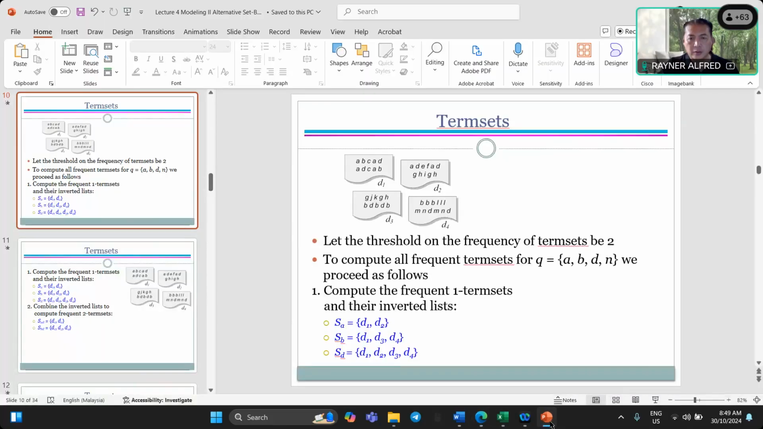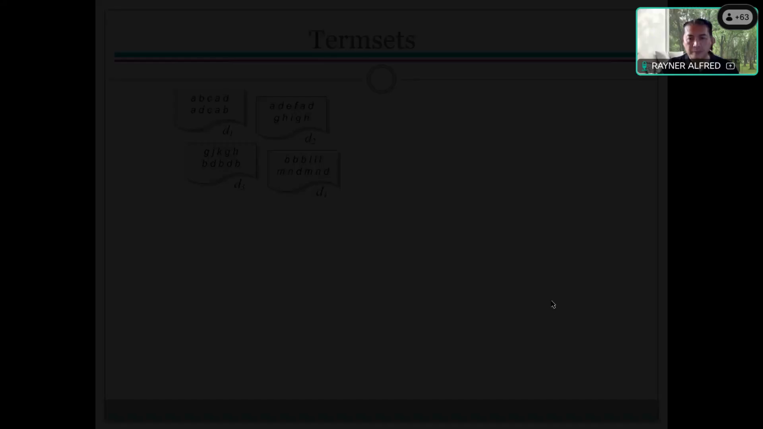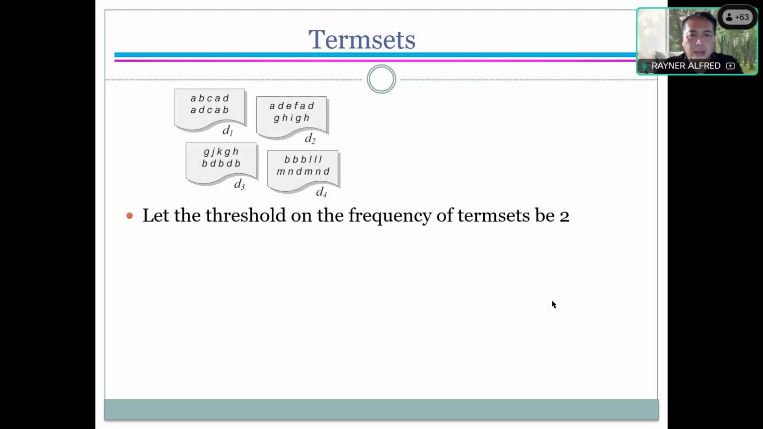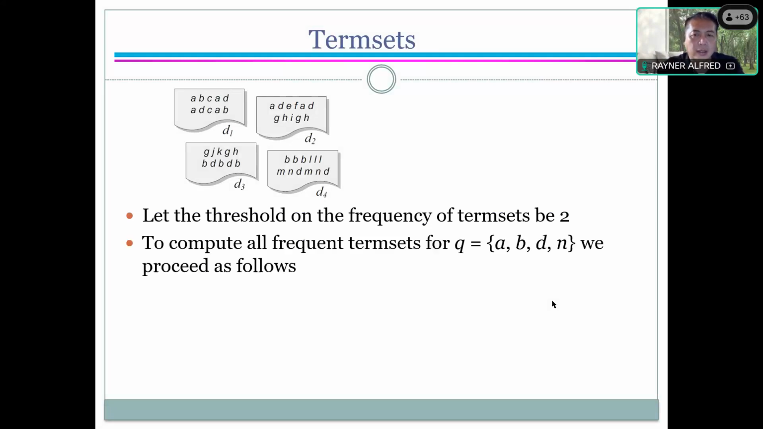Okay, so let's go back to here. Can you see the slide? Term sets. Okay, so this is our document. Let's suppose we set the threshold of frequency to be 2, in which if that term set exists in two documents, that means it is frequent. So we start with single terms. This is our query, ABDN. So that means we will start with four one-term sets.